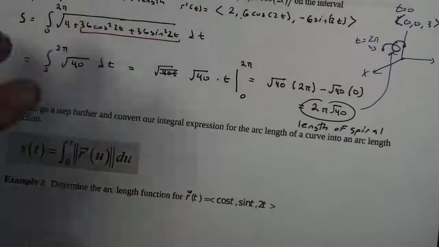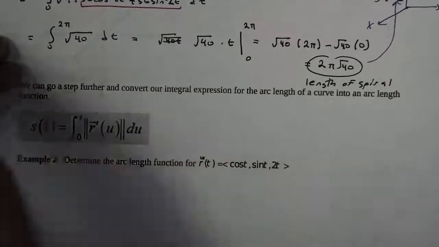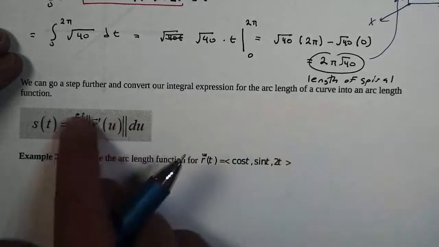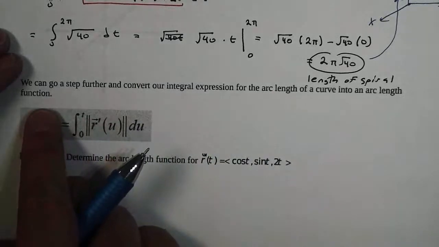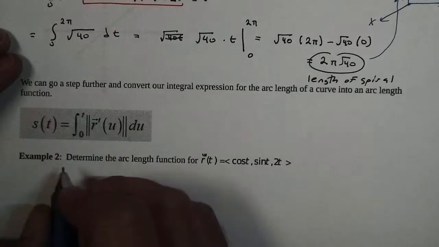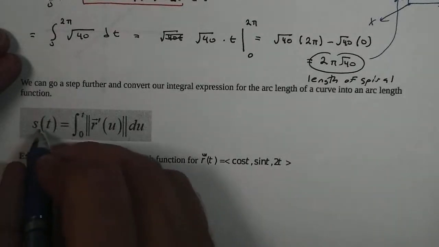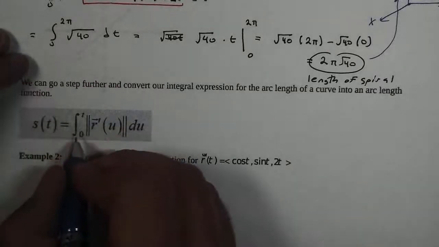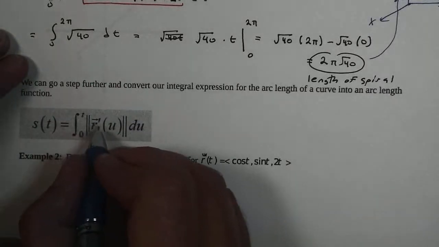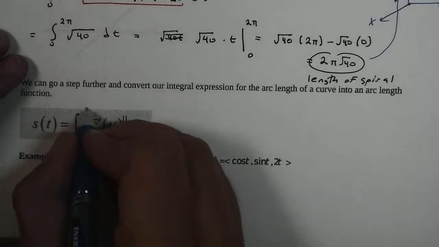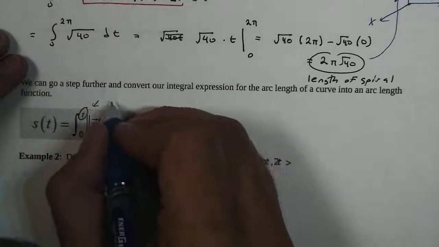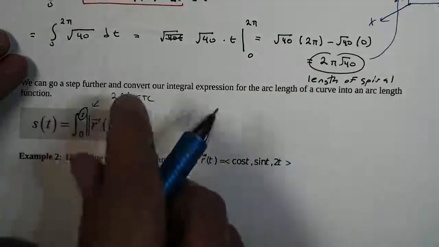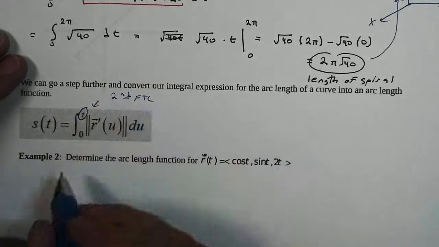Now, we can go a step further and convert our integral expression for the arc length of the curve into an arc length function. So in this case, we can set s, so now it becomes more of a function for us, where the integral goes from 0 to t of the magnitude of r prime of u du. Notice that t is just a variable. This might look familiar, like your second FTC. We saw that a lot when we did our second FTC.